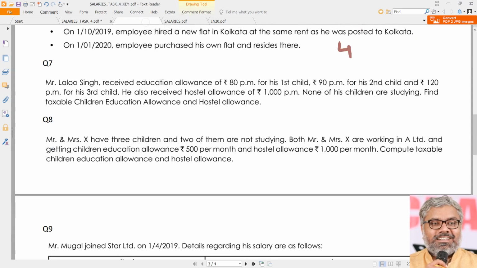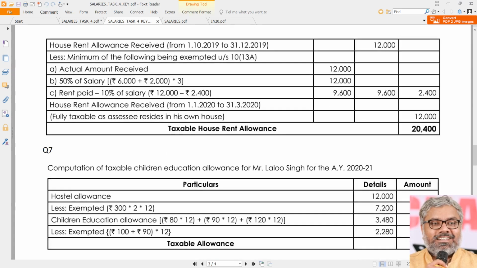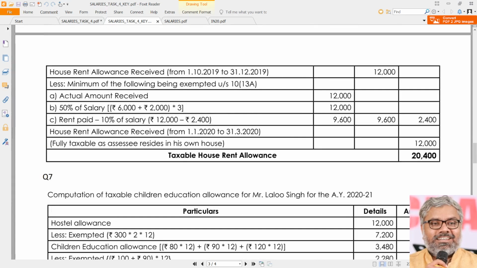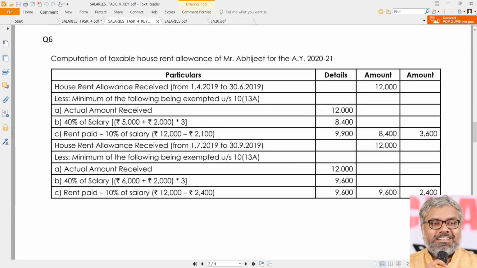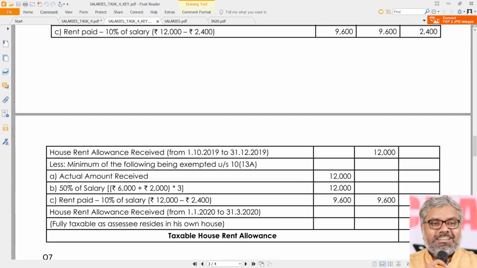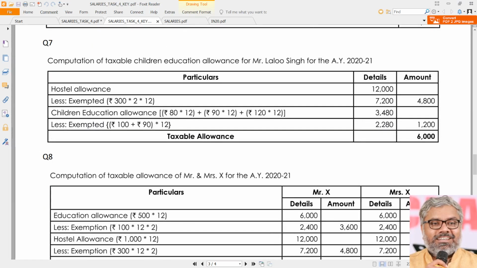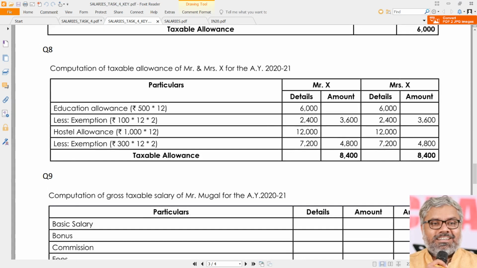Hopefully everybody followed the main concept there: a change in the facts will result in a change in the HRA exemption. That has to be observed very carefully in question number 6. Question numbers 7 and 8 are both straightforward, education allowance exemption.